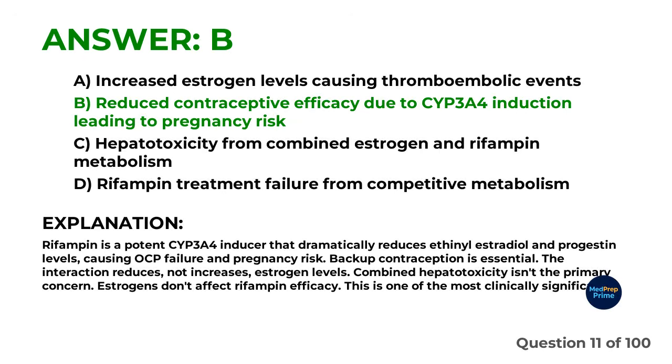Correct answer, B. Rifampin is a potent CYP3A4 inducer that dramatically reduces ethinylestradiol and progestin levels, causing OCP failure and pregnancy risk. Backup contraception is essential. The interaction reduces, not increases, estrogen levels. Combined hepatotoxicity isn't the primary concern. Estrogens don't affect rifampin efficacy. This is one of the most clinically significant DDIs requiring counseling and alternative contraception.